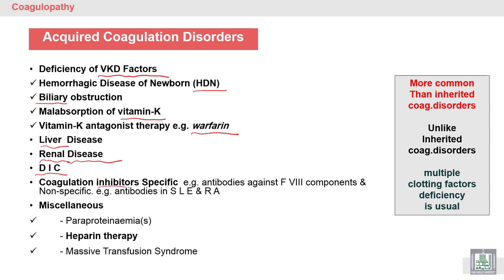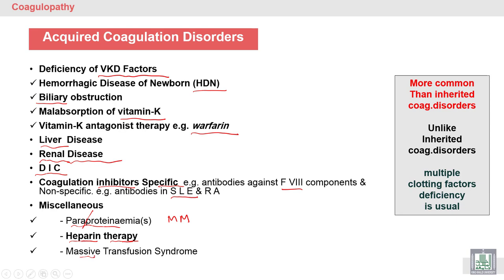Coagulation inhibitors may be specific inhibitor antibodies against factor 8 during treatment, or non-specific antibodies in immune disorders like systemic lupus erythematosus or rheumatoid arthritis. Other causes of acquired coagulation disorders are paraproteinemia or multiple myeloma, where abnormal proteins called paraproteins affect the function of the coagulation factors. Heparin therapy interferes with coagulation factors like thrombin, interfering with the coagulation cascade, so it causes a coagulation disorder.